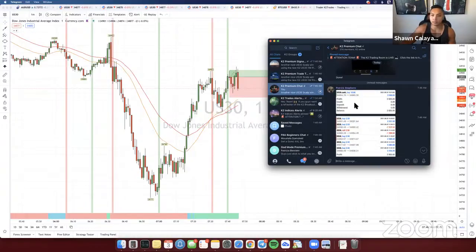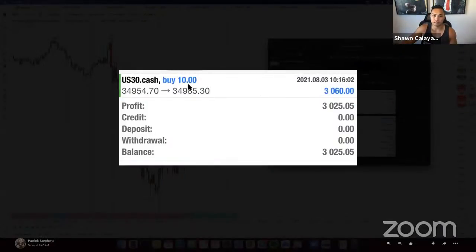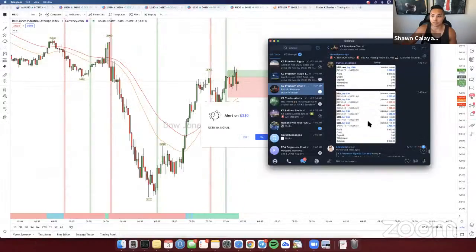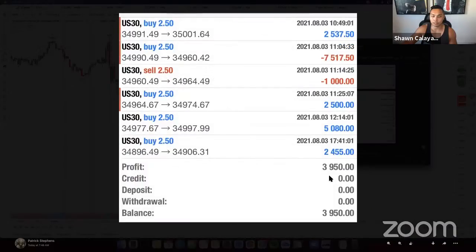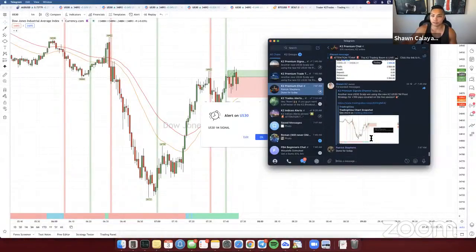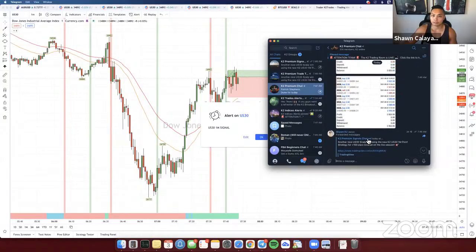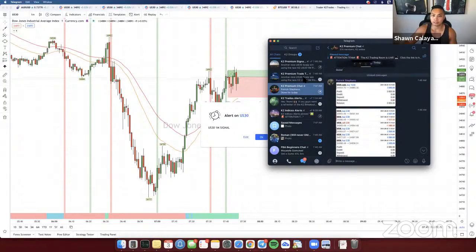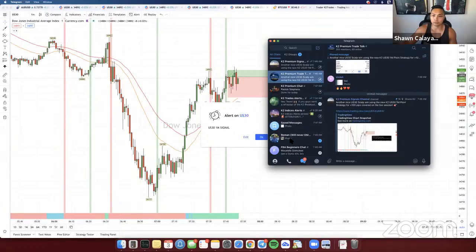Nice, Patrick over here as well. So Patrick took the buy as well, made 3,060. You can see it's blue here for a buy because he just took that buy there. Also down here, on his other account, a total of 3,950. He also took the buy here just right now. So definitely great work, Patrick. Yeah, you guys are pretty solid over here. Looks like a lot of you guys locked in some pretty nice profit off that quick buy.